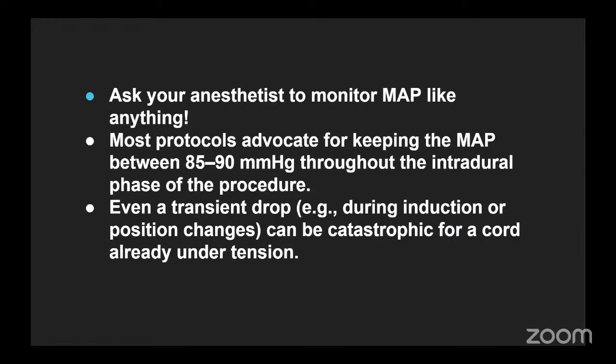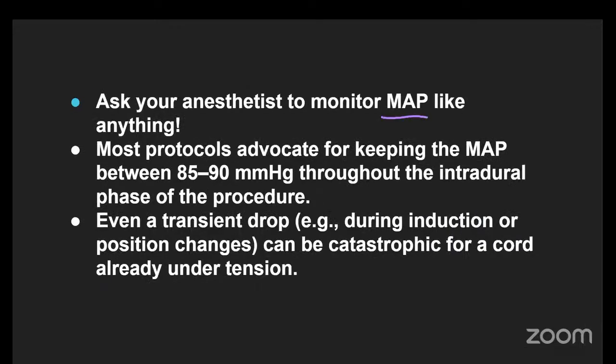So, what are you going to ask your anesthetist to do? You are going to ask them to monitor the MAP like anything, because when you are operating on the spinal cord, and especially the dorsal spinal cord, it is very sensitive to even minute pressure changes. And if there is a significant drop in MAP, the patient might end up having a post-operative cord infarct. So how much MAP do you need? You're going to need 85 to 90 mmHg. And even a transient drop, for example, during induction or position changes, can be catastrophic. So you do not only have to keep an eye on the intraoperative neuromonitoring, your anesthetist also has to keep an eye on the MAP.